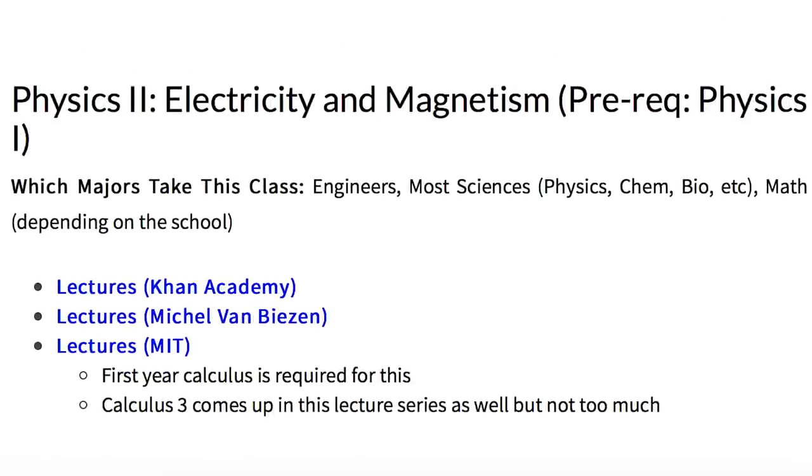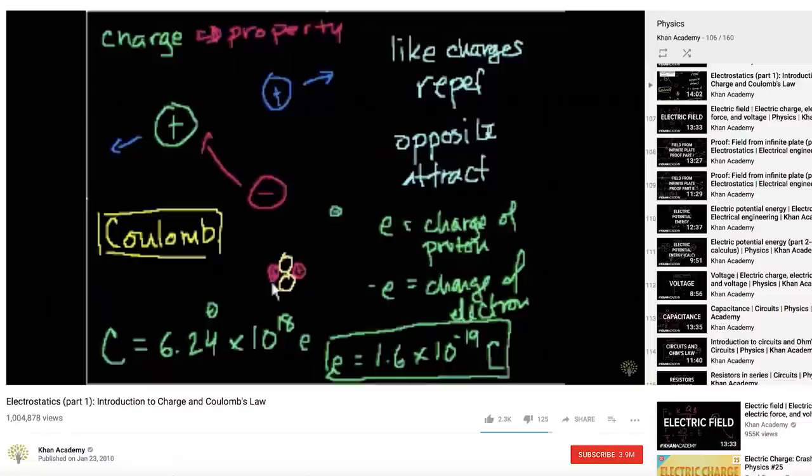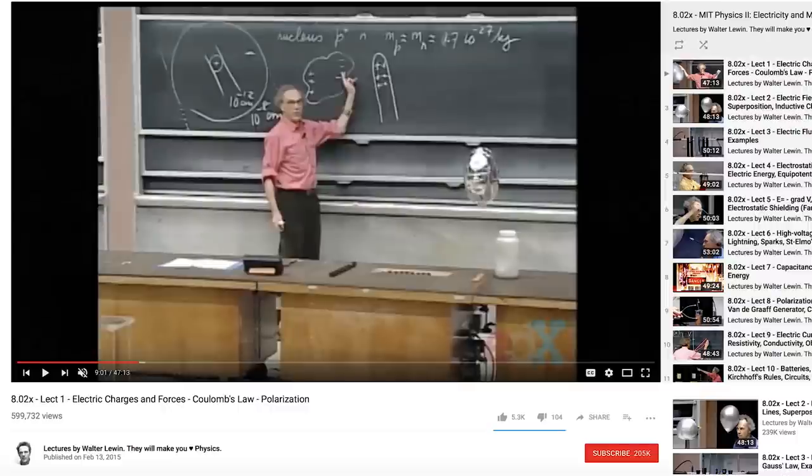The next class is electricity and magnetism. In many high school classes, this is taught right after mechanics. You do them all in the same year. In college or certain AP courses, it's its own class. Again, I gave you multiple options. You can choose Khan Academy, which is the same playlist as mechanics. You just start at lecture 106, which the link will take you to. Then there's the second lecture of a similar level, although it does involve some calculus, and the MIT lecture, again by Walter Lewin, with lots of calculus.